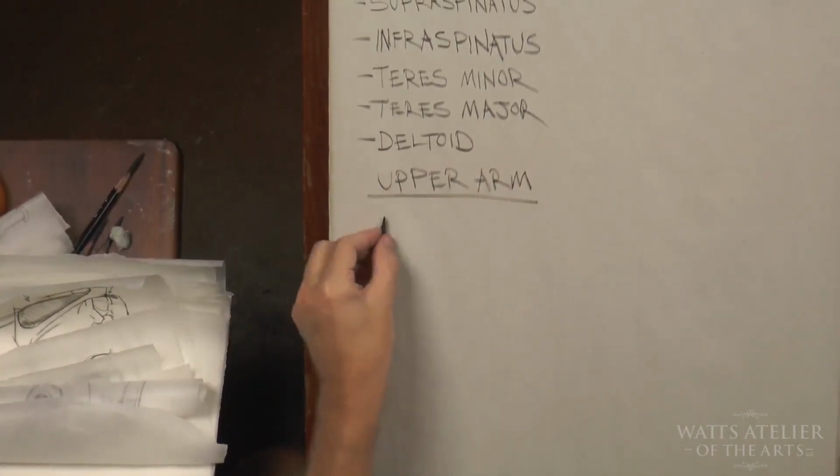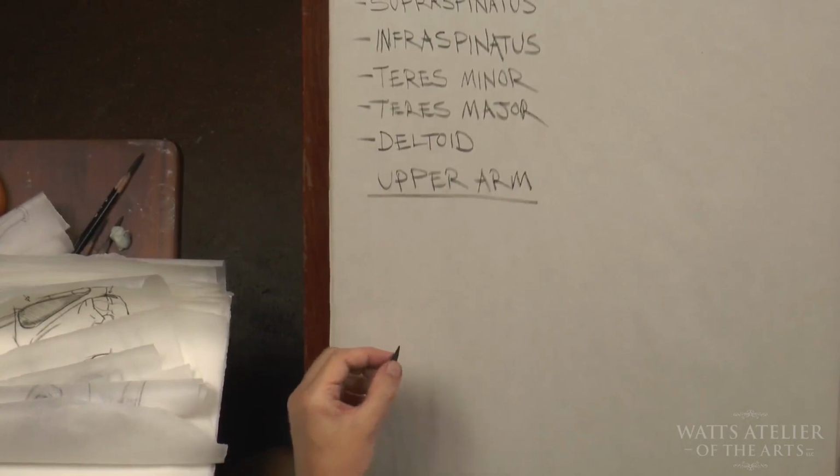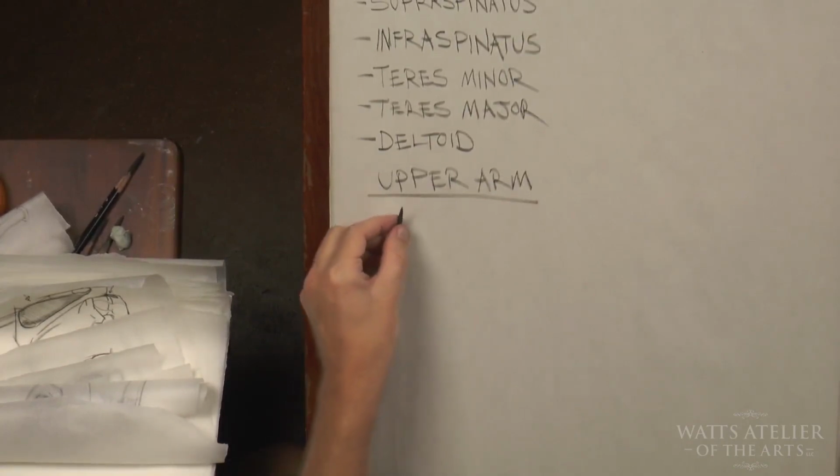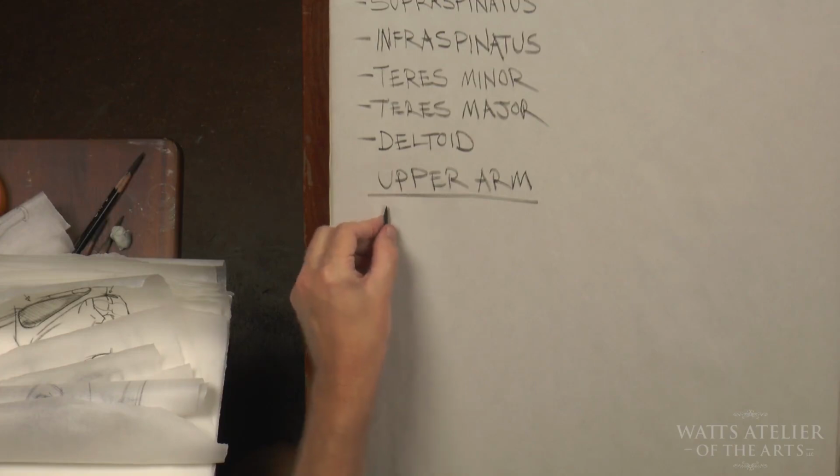Upper arm. Then we have kind of the ridge muscles. I would include those in upper arm. Well, actually, no, we're going to include those in forearm. Let's just do upper arm for now. So we have brachialis, right?